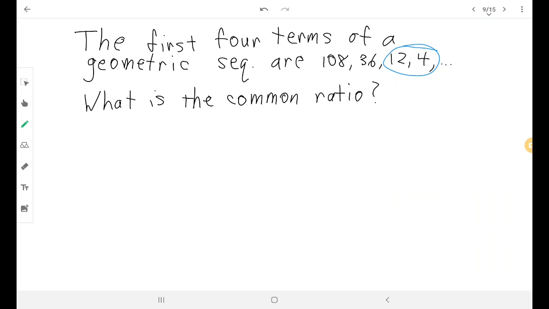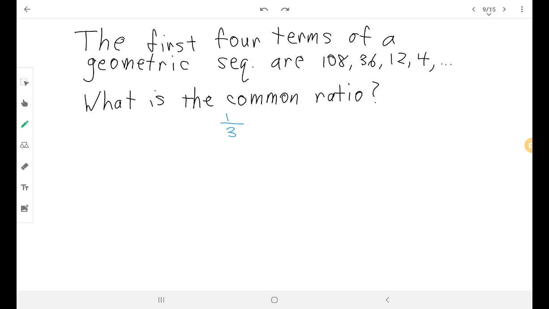So if you look at these two, those two are pretty easy to figure out. How did I go from 12 to 4? Well, I divided by 3, right? But that's not the common ratio. If you divide by 3, then the common ratio is 1/3. That is, I multiplied to go from 108 to 36, I multiplied by 1/3. To go from 36 to 12, I multiplied by 1/3. To go from 12 to 4, I multiplied by 1/3. So the common ratio is 1 over 3.